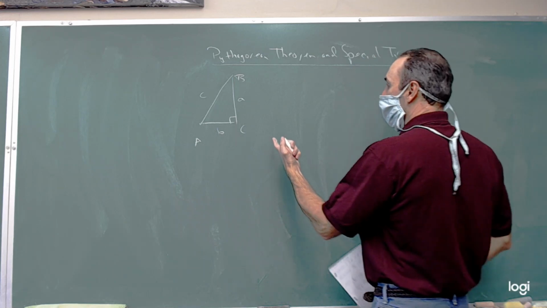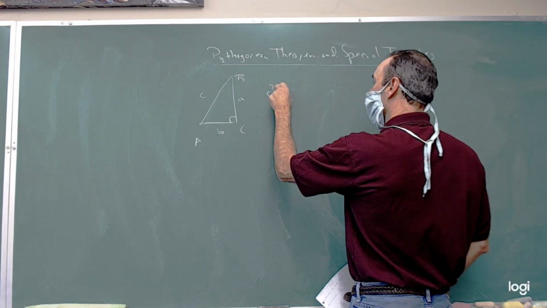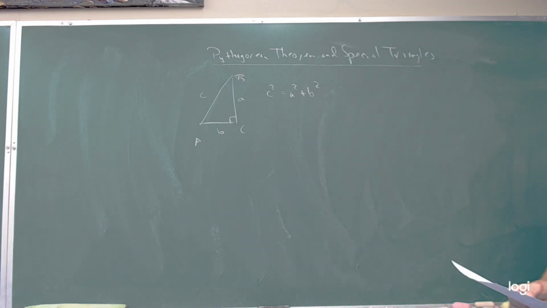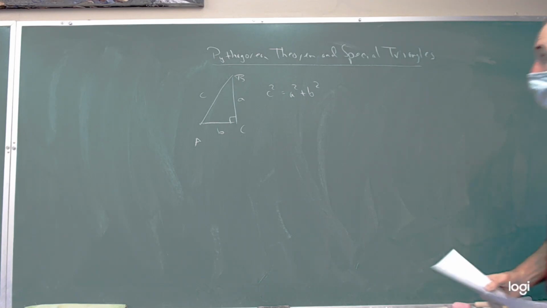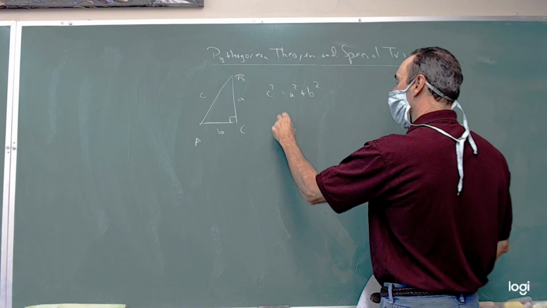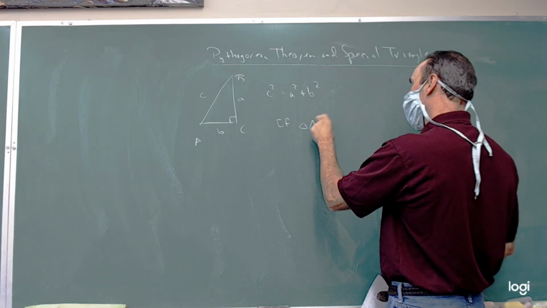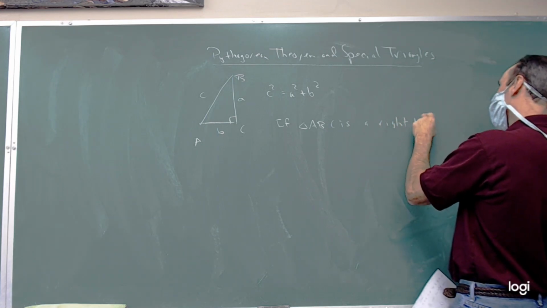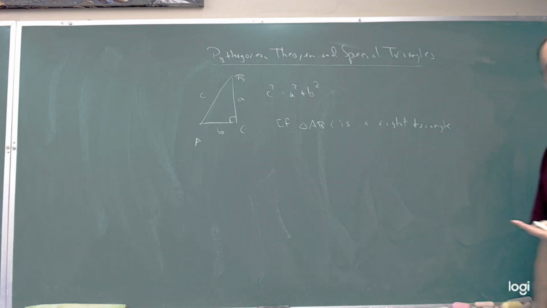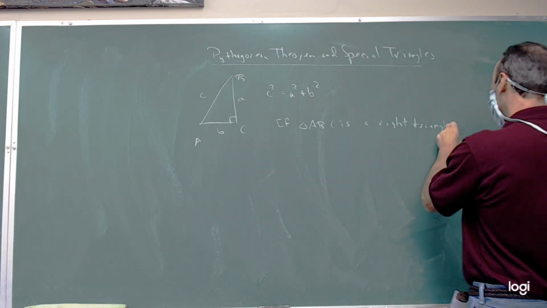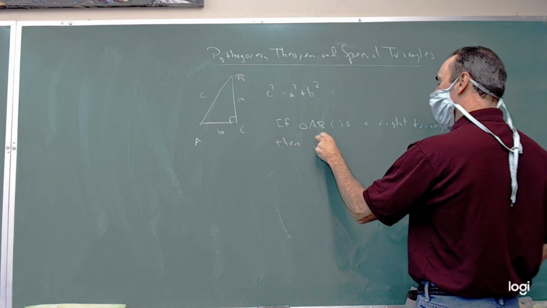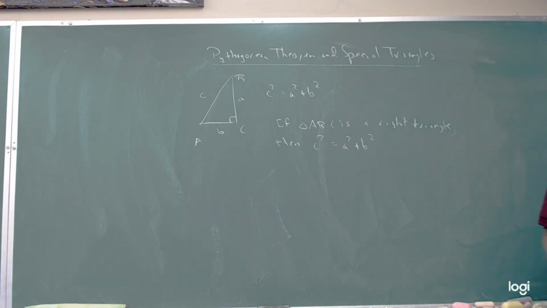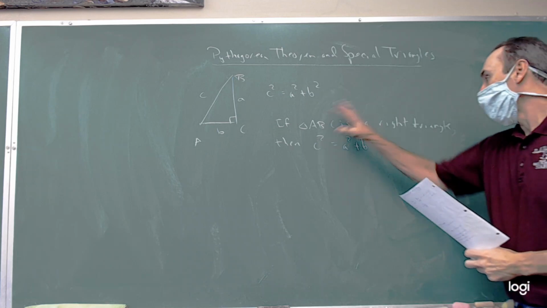And so if a triangle is a right triangle, then we know that c squared is equal to a squared plus b squared. Now, in the language it says if triangle ABC is a right triangle. So theorems are written as if-then statements. If triangle ABC is a right triangle, then we know that c squared is equal to a squared plus b squared, or we can say the square of the hypotenuse is equal to the sum of the squares of the legs.